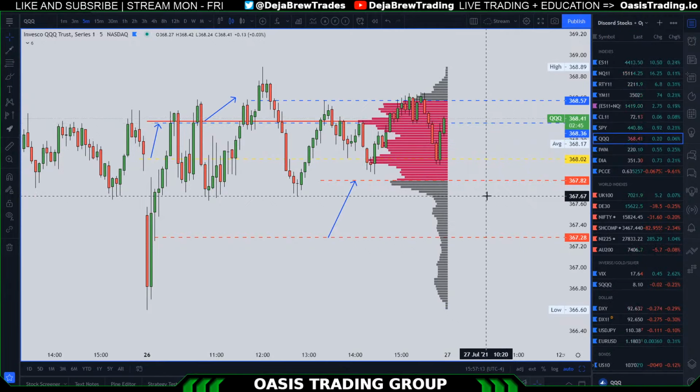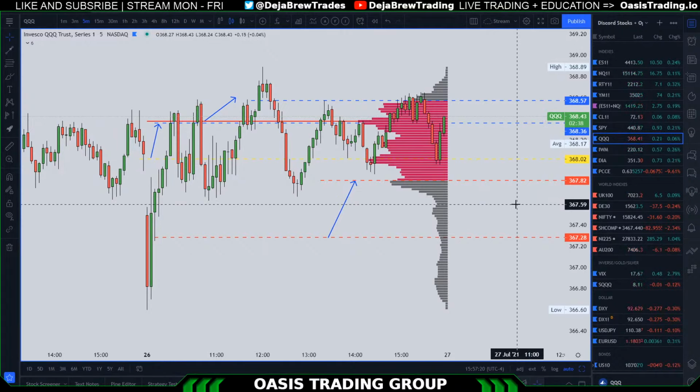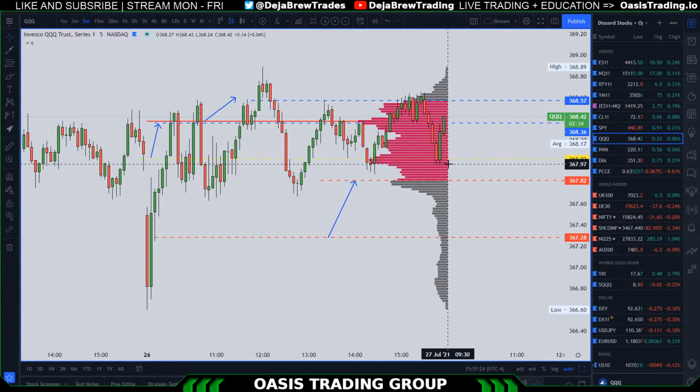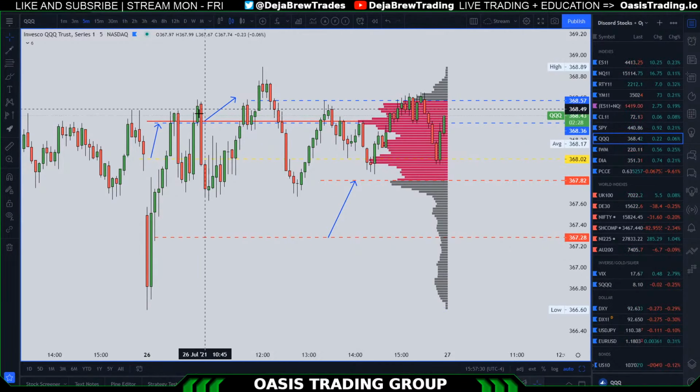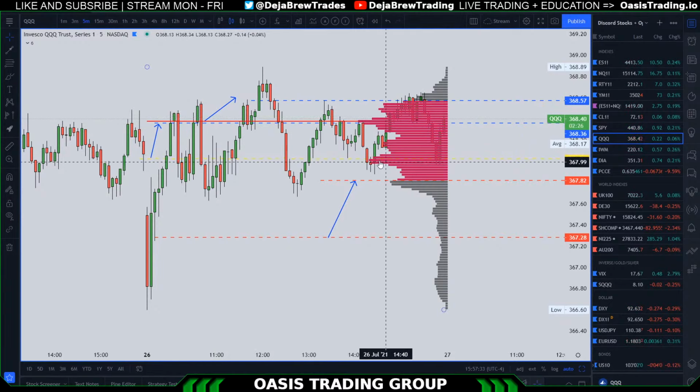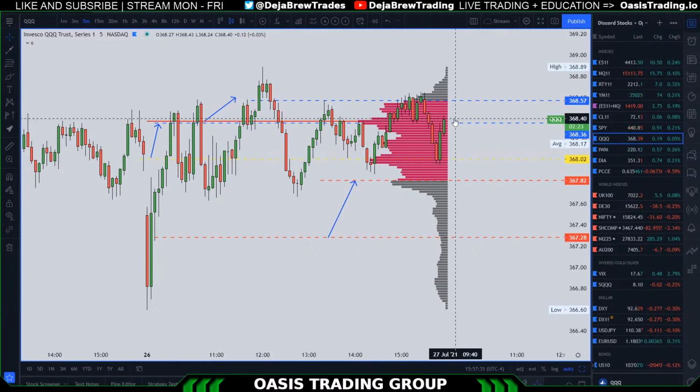The problem is earnings are going to step in the way of that. We're going to have a lot of earnings happening over the next few days. But pretend like there was no earnings this week, this would have a high chance of going higher tomorrow because of all the shifts. The value area low shifted higher, value area high shifted higher, POC shifted higher. So very likely, if there was no earnings, this would go higher tomorrow.